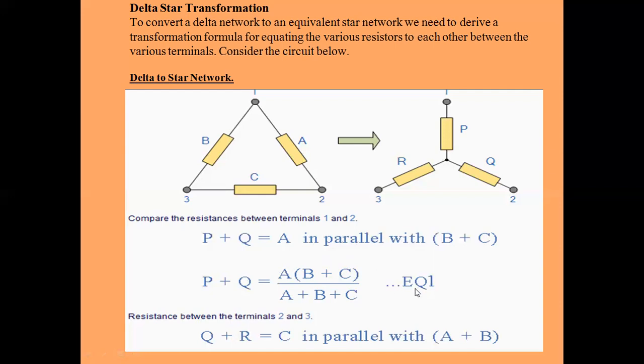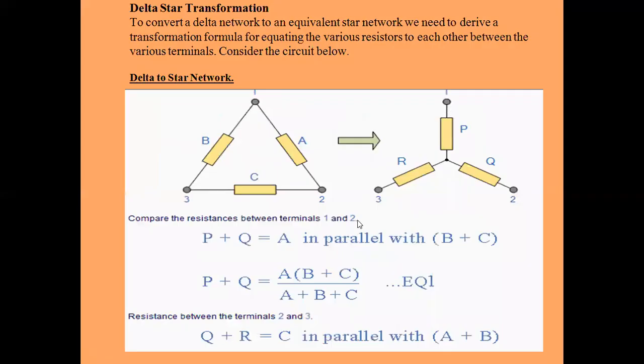So remember this. Now the resistance between terminals 2 and 3. Here in star fashion, the resistance between terminals 2 and 3 is Q and R connected in series, means Q plus R. And in delta fashion, C is connected in parallel with the series combination of A and B. So Q plus R in star fashion is equal to C in parallel with A plus B. So Q plus R is equal to C into A plus B upon A plus B plus C, and this is the second equation we got.